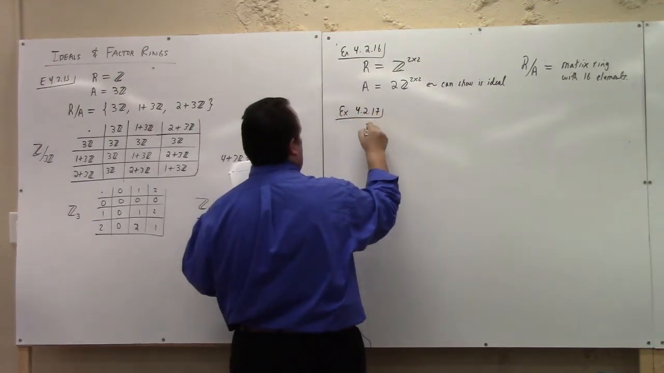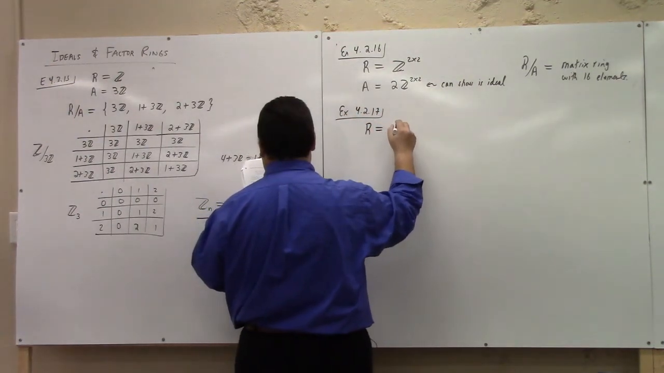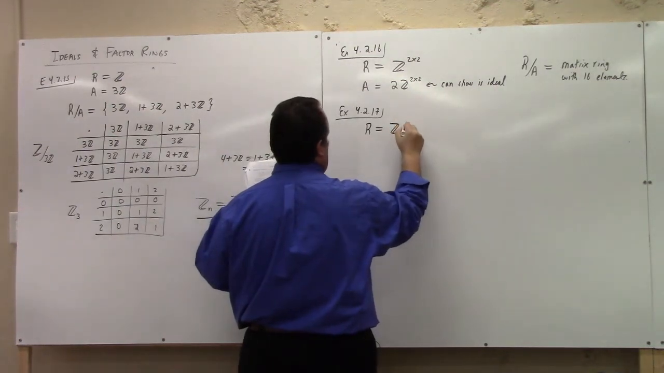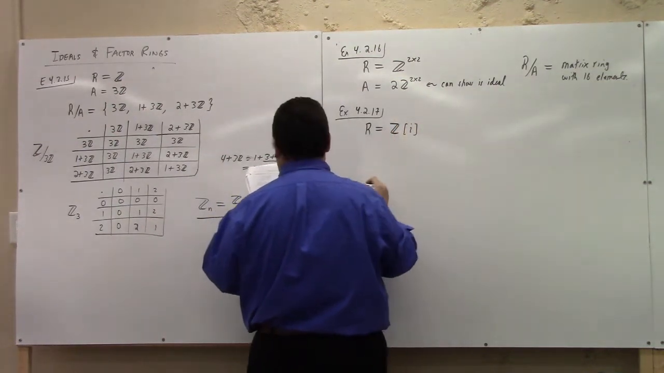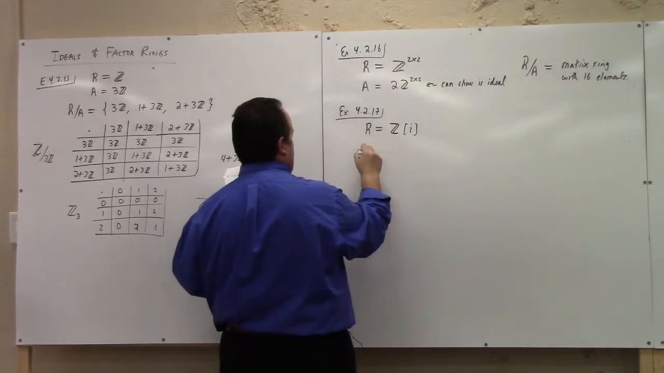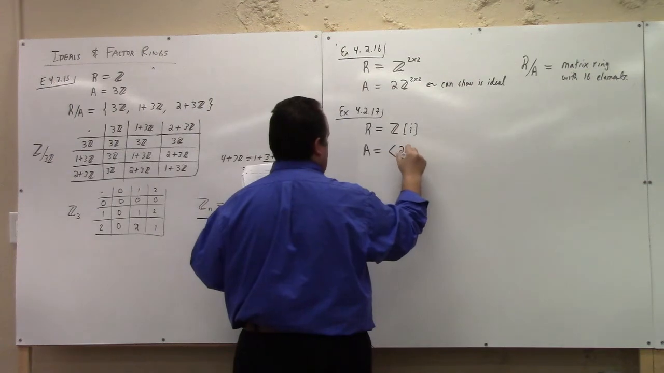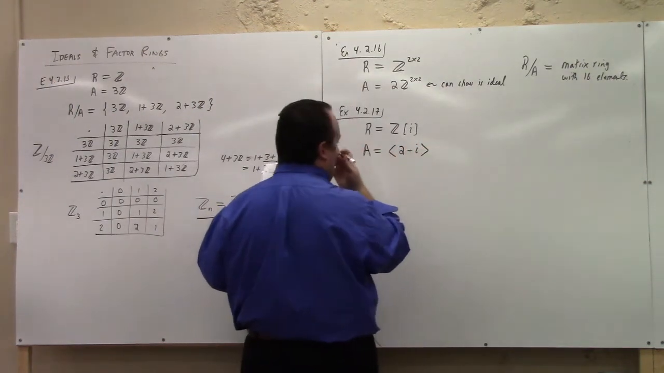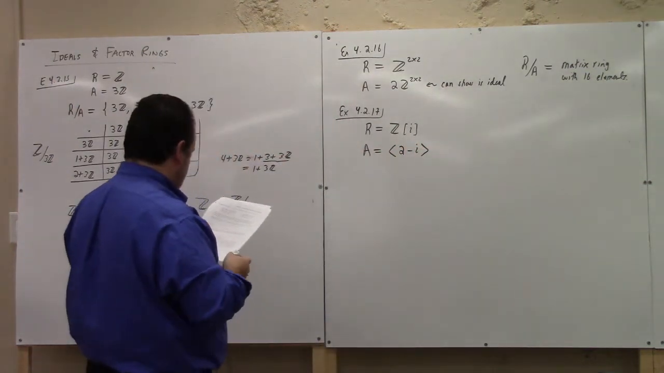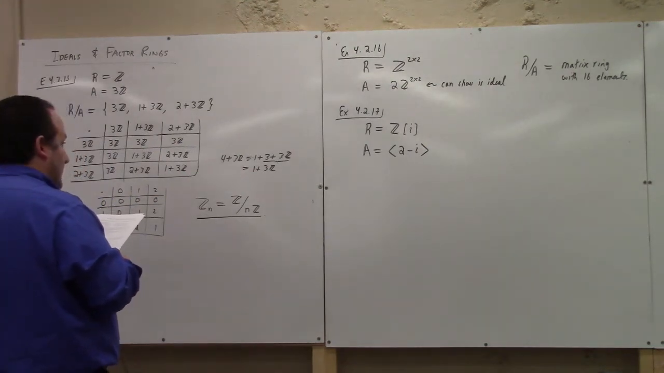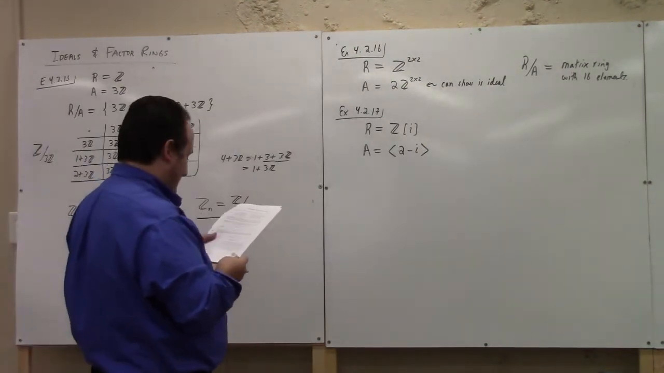All right, so if we let the ring be the Gaussian integers, so Z adjoin i, then we can look at A equal to the principal ideal generated by 2 minus i. So how does that work?